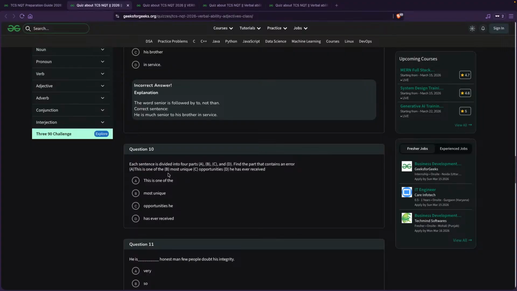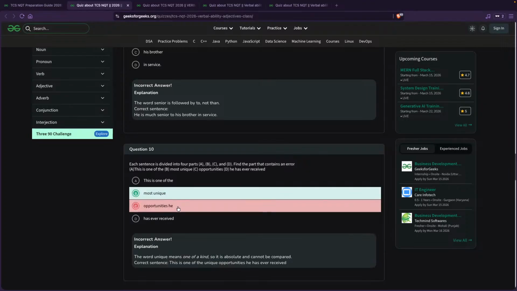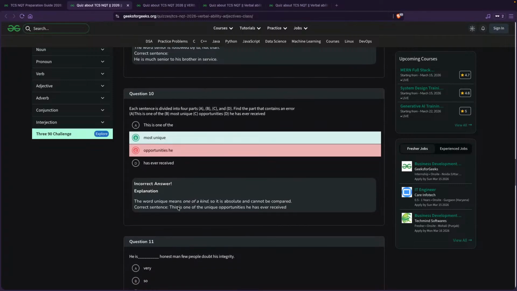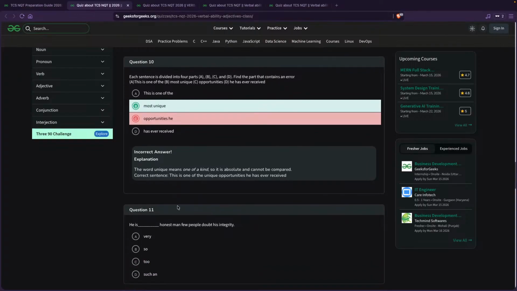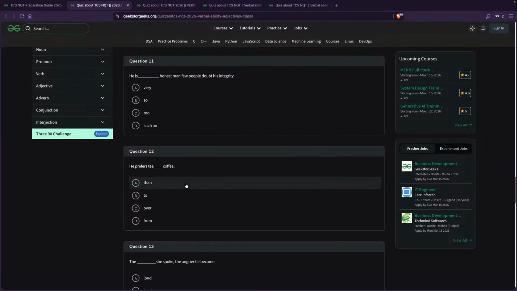This is one of the most unique opportunities. One of the most unique opportunity. I think it will be opportunities he has ever received. Most unique: the word unique means one of a kind, so it is absolute. Yes, I had forgotten the absolute thing. I'm not making a mistake now. From now on.